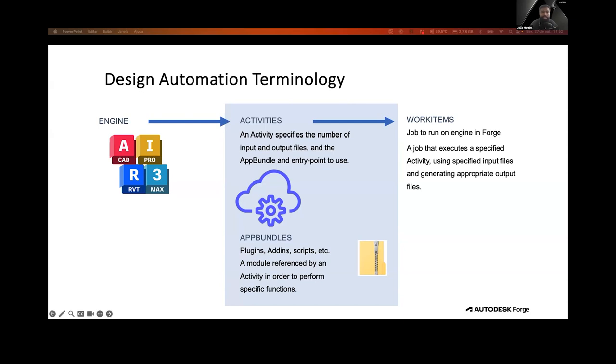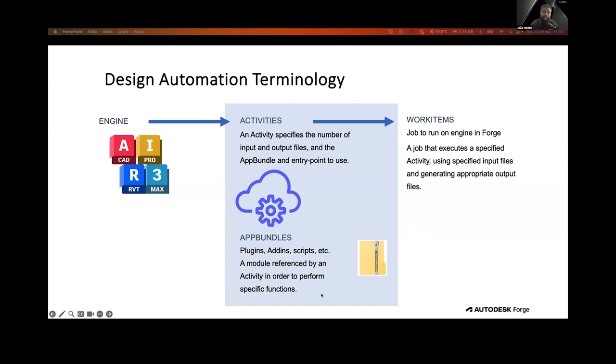Once we define an activity, we can run a work item, an execution. And this execution is going to enforce and control how this is going to behave for the inputs, outputs, and any parameter. We're going to see in detail one example of an activity in the upcoming slides.